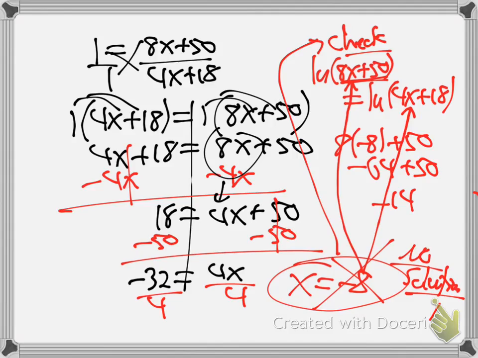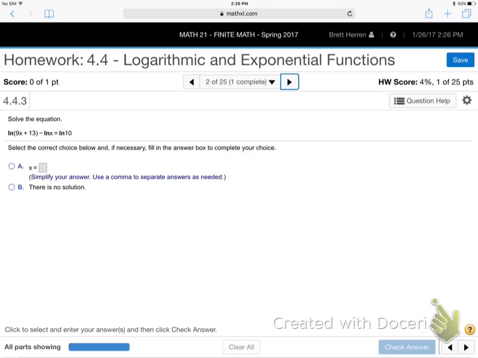That seems like a ripoff. Is that really right? I feel like we messed up. Let's go back and check. Okay, so there we go. So try that out. I'll write it up here. Natural log of 9x plus 13 minus natural log of x equals natural log of 10.